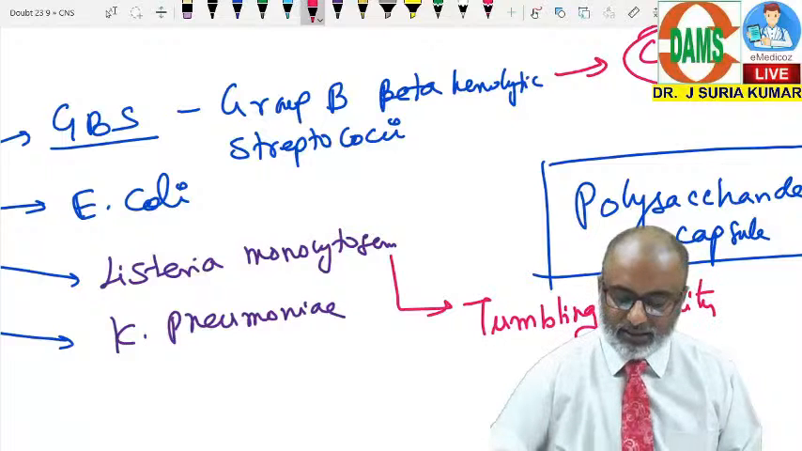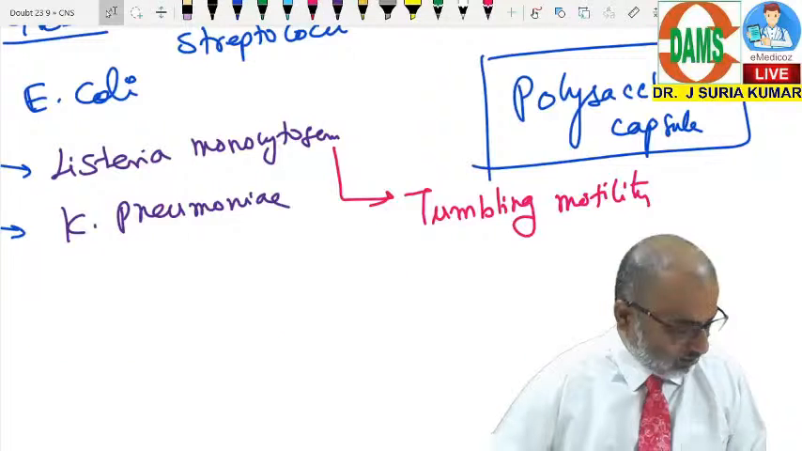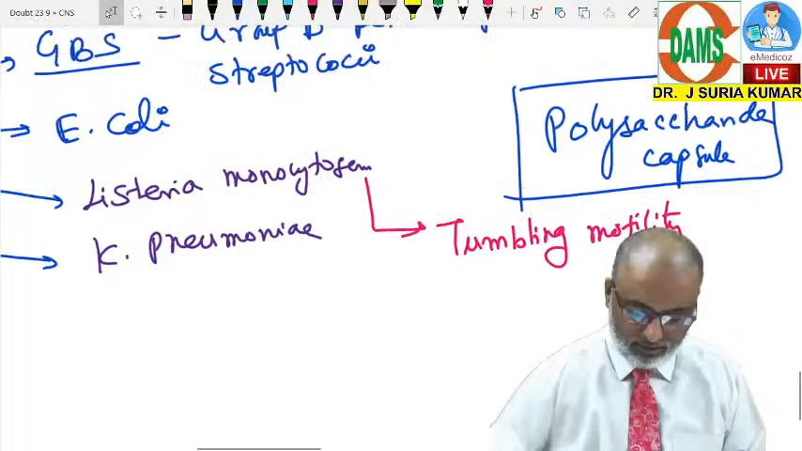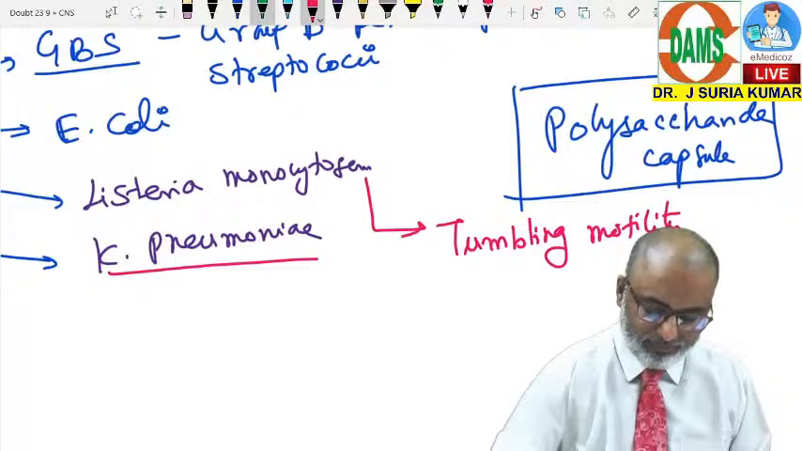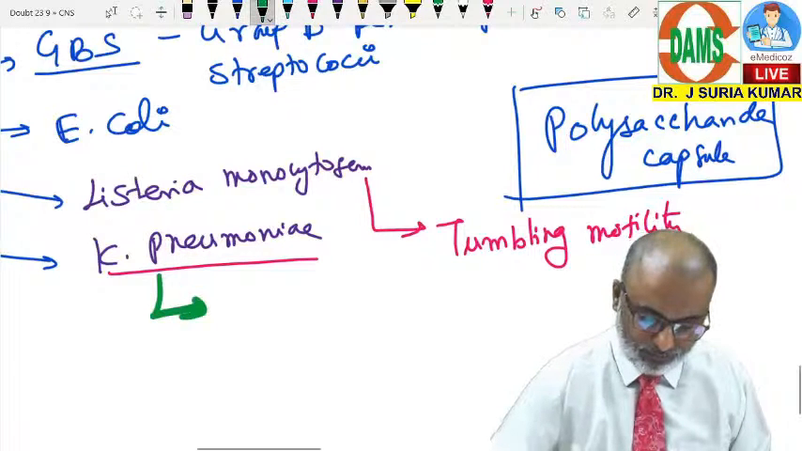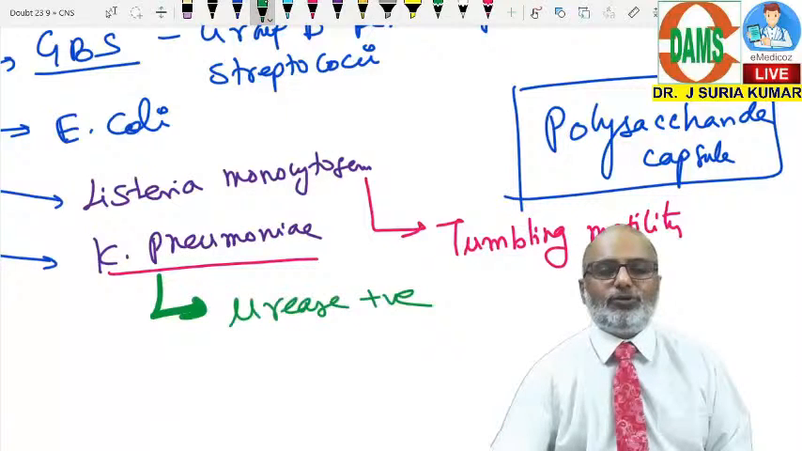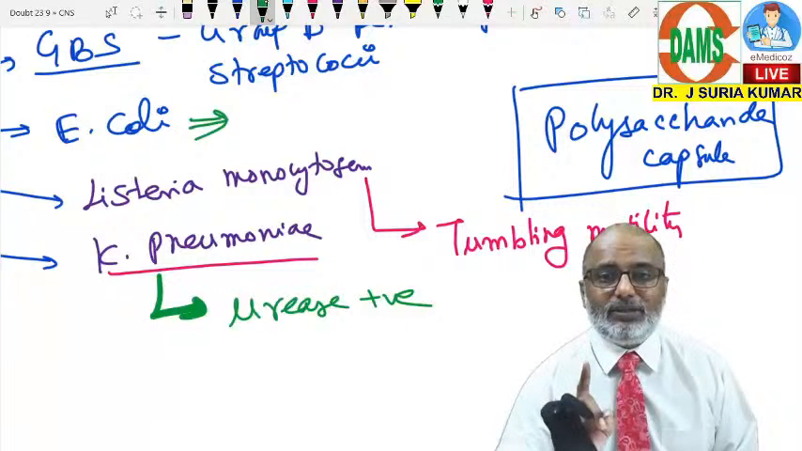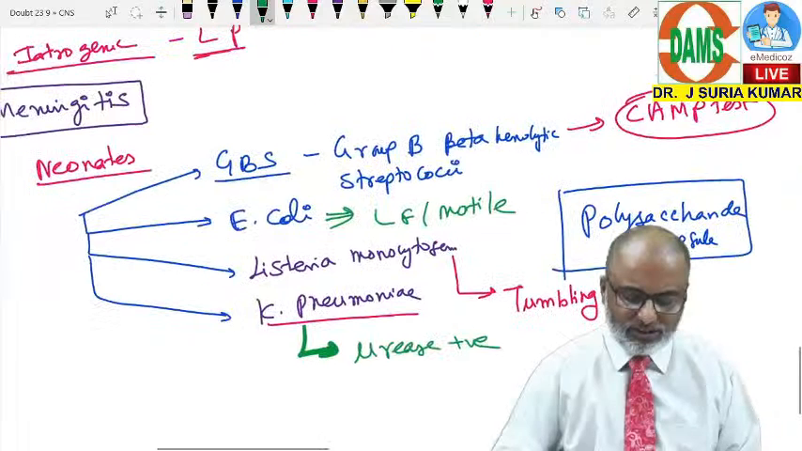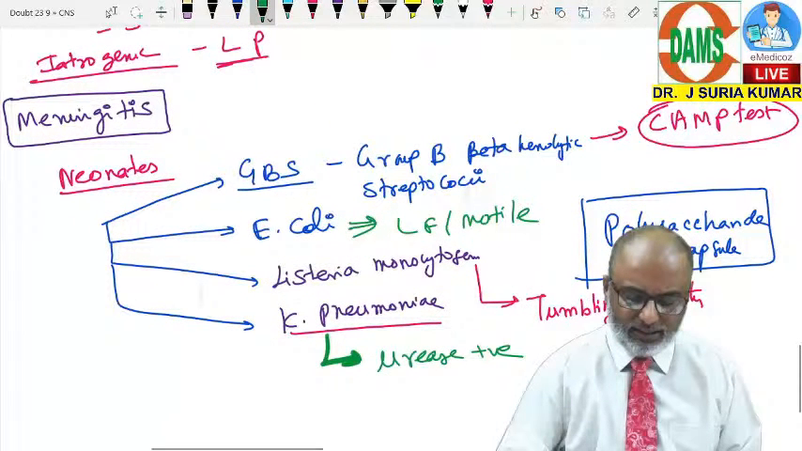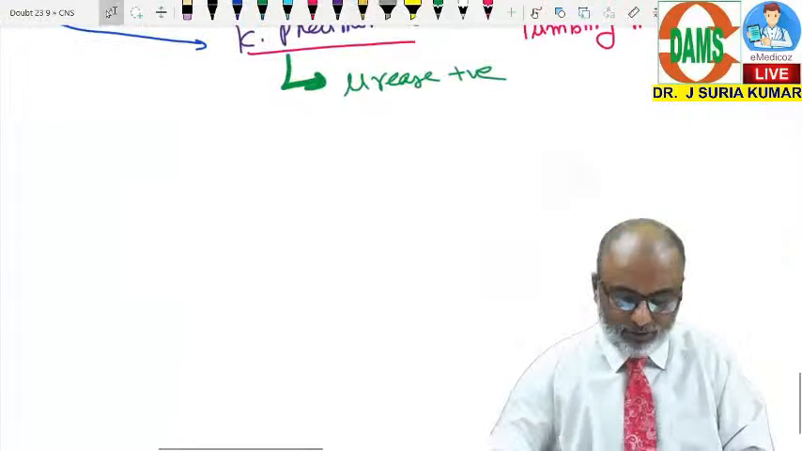It's a gram positive rod with tumbling motility. E. coli, okay. Klebsiella pneumoniae is urease positive. Escherichia coli is a lactose fermenter and motile. Like that, for each organism you have an idea, they will give some clue on how to diagnose.